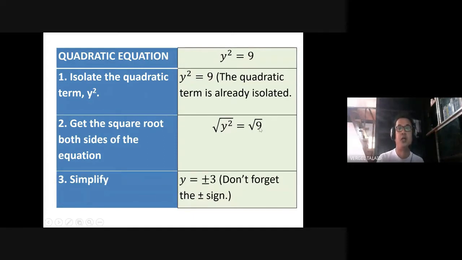So what is the square root of 9? We have positive and negative 3. So don't forget the plus and minus sign every time you get the square root on the right side. Therefore, the values of y are positive 3 and negative 3.